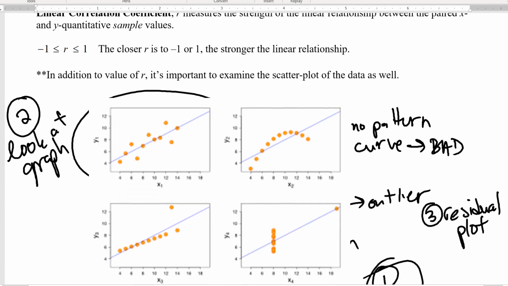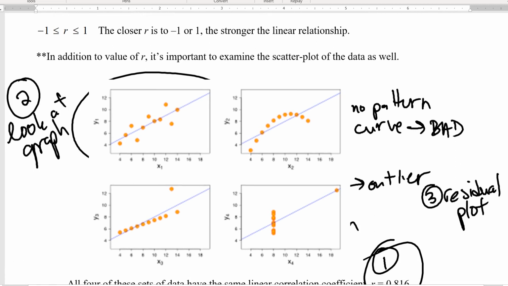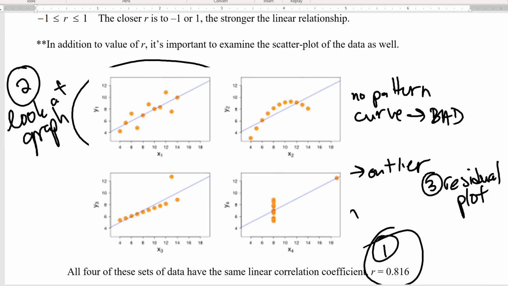It is important though that R is not enough to tell me whether something's linear. If I look at these 4 pictures, what I love about them is that all 4 of these actually have the same R value, and all of them are relatively strong. I think they had an R value of 0.816. Here's a nice little scatter plot along the line.